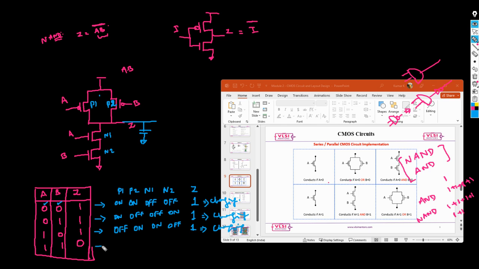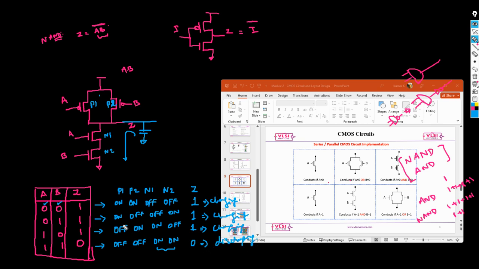Now what about this case? P1 is off, P2 is off. N1 and N2 both are on. Now when both of them are on, what does it mean? It is discharging. There is a discharge path. So that means it is kind of zero, discharging.